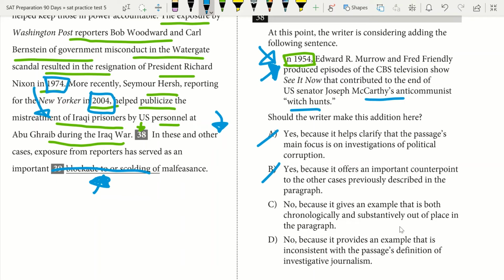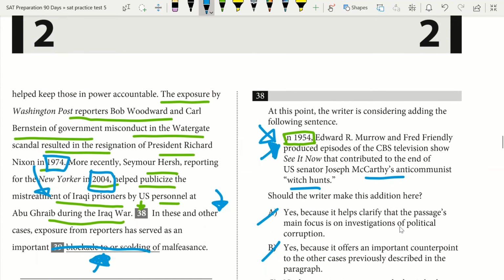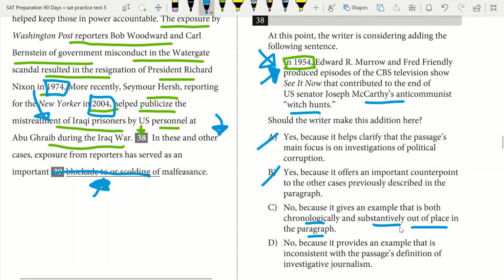We see C says no because it gives an example that's chronologically and substantively out of place in the paragraph, right? So when we were talking about investigative journalism, we were really focusing mostly on print journalism as well, and this switches over to television journalism. So that's another reason why this would not be a good fit, okay? You can't necessarily tell because I didn't read the whole passage, but it was largely about how print investigative journalism is kind of going out of style in this advancement of technology, and we're now innovating. So switching over to television would also not be a great move there. Okay, so our answer there would be C.